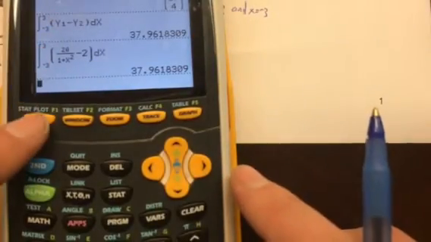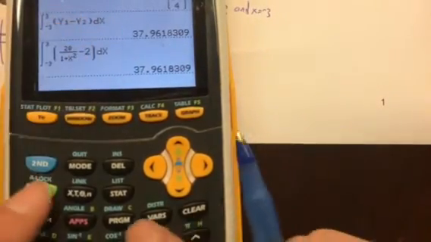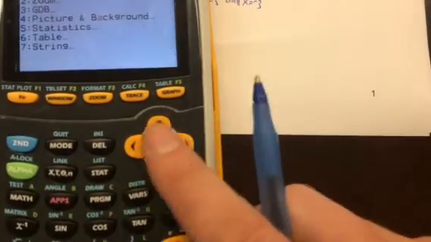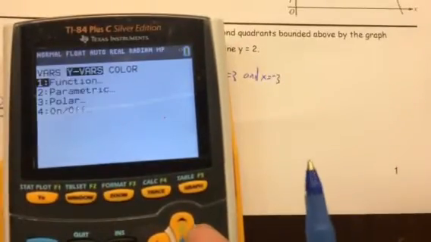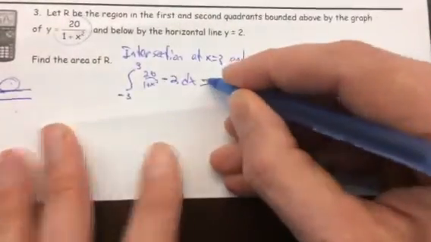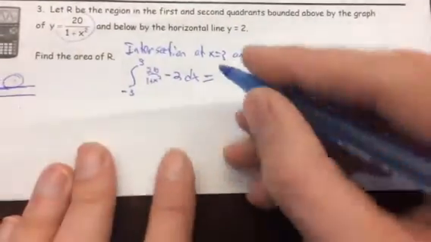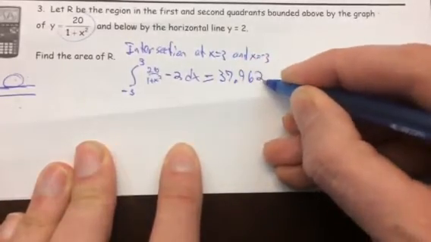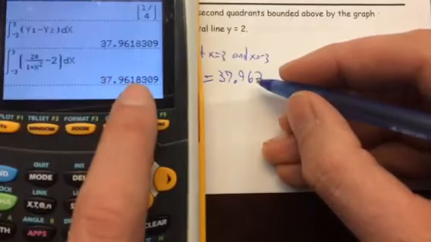Notice y1 was already in y1, y2 was already in y2, and again the way we get to it is you press variables, go to y variables, function, and just choose the y value you want, and it'll link to whatever you put in y equals. All right, so we need to write it to 3 decimal places. It was 37.962. That's if we round the 8 up.